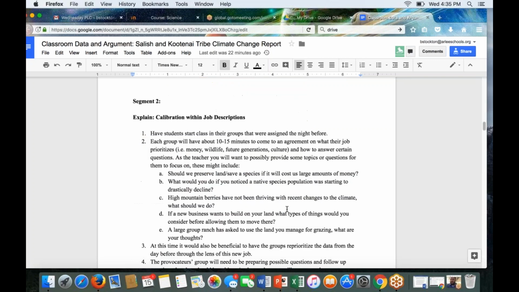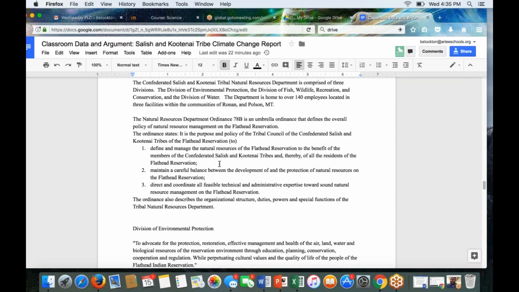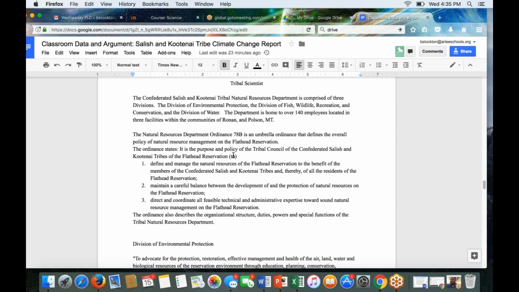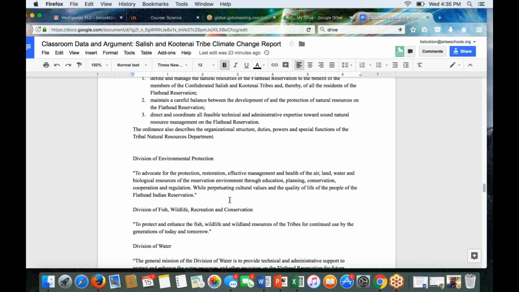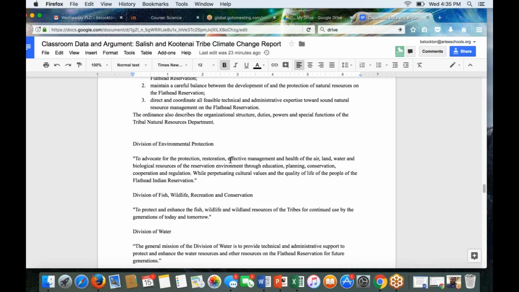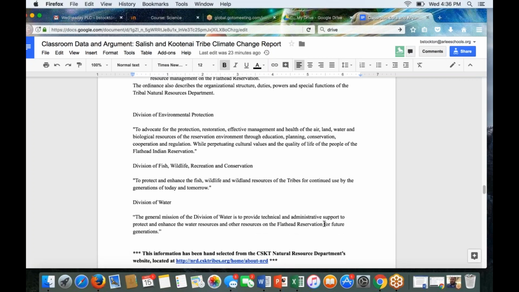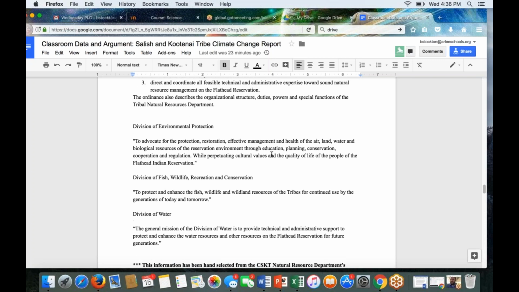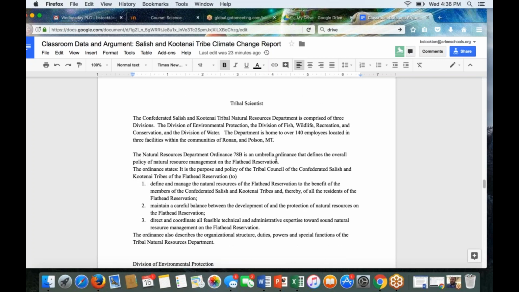And so if we look just real quick at those, we've got the Natural Resource Department, and it's got their different mission statements. One of the things that is really important when looking at their mission statements is they always go back to perpetuating cultural values and the quality of life for the people of the reservation. And throughout their mission statements, they're talking about making sure that the resources on the Flathead Reservation are here for future generations and that cultural values are maintained. And so this one group of students would get the tribal scientist document.